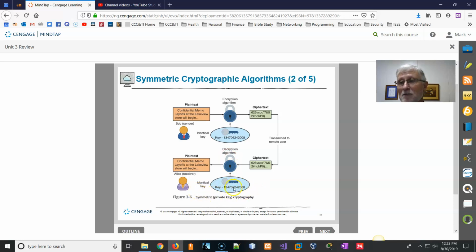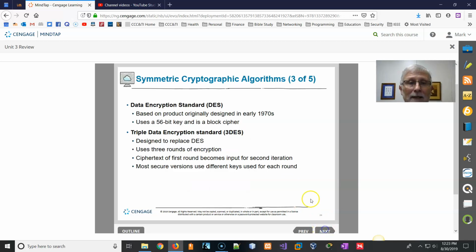Gee, I can't remember my key, so I'm going to keep it on a Post-it note and put it on the back of my keyboard. Secure? Think about it. Now, Data Encryption Standard, DES, is based on a product originally designed in the early 70s.